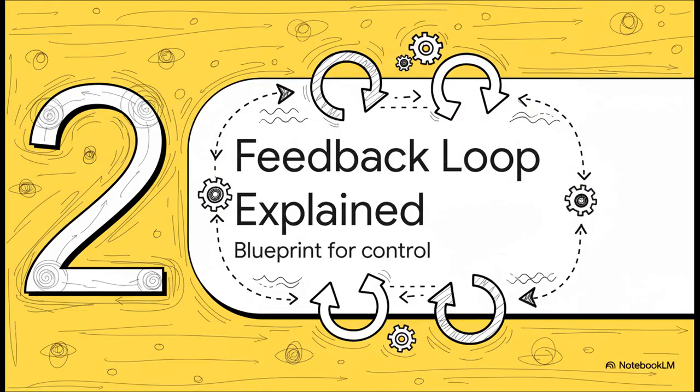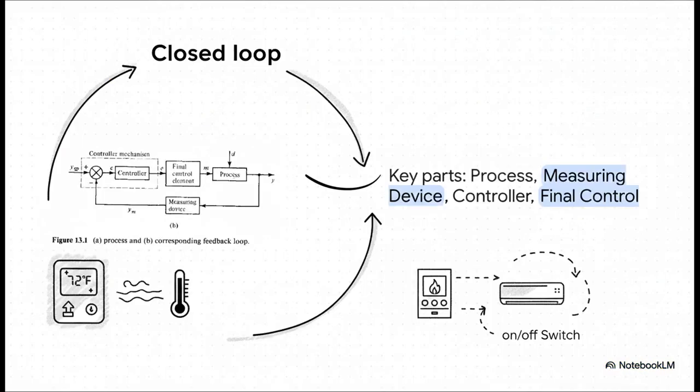So let's actually break down this blueprint for control. The feedback loop is really the hero of our story today. It's this simple, repeatable pattern that allows a system to regulate itself, completely automatically. Okay, so this whole system can be broken down into four key parts. Let's use our thermostat to make sense of it.